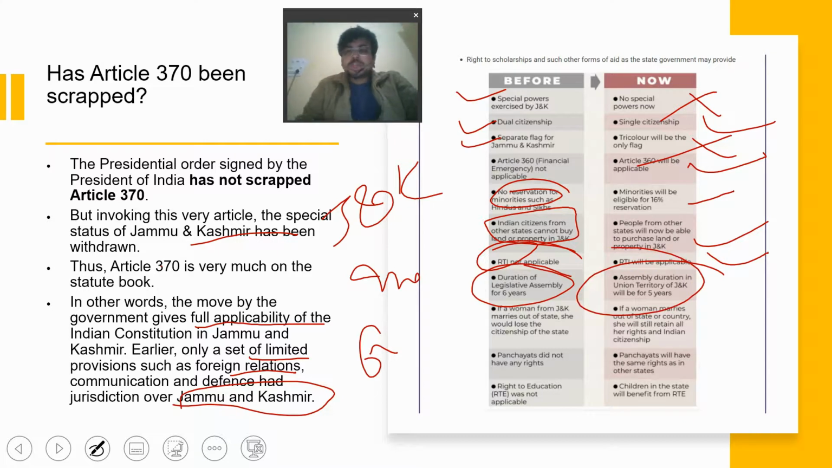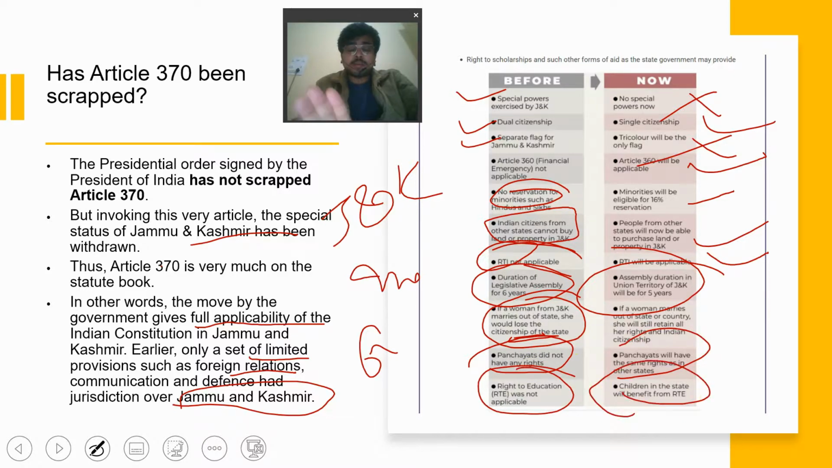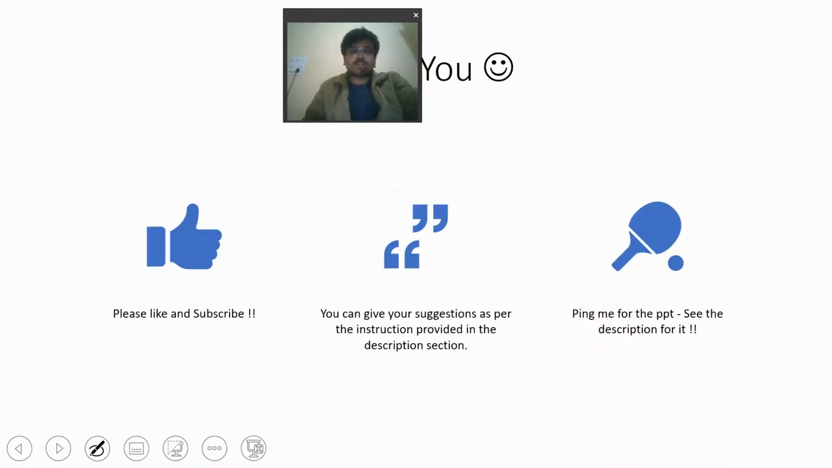If a woman from Jammu and Kashmir married someone from another state, she would lose the citizenship of the state. Nothing like that now, only one citizenship. She will have a right on the land as well. Panchayats did not have any rights. Now panchayats will have their own rights, the same as other states have. Right to education was not applicable. Now children in the state will benefit from the right to education. They will get education from 1 to 6 years, and from 6 to 14 years. So the right to education will be applicable for Jammu and Kashmir.